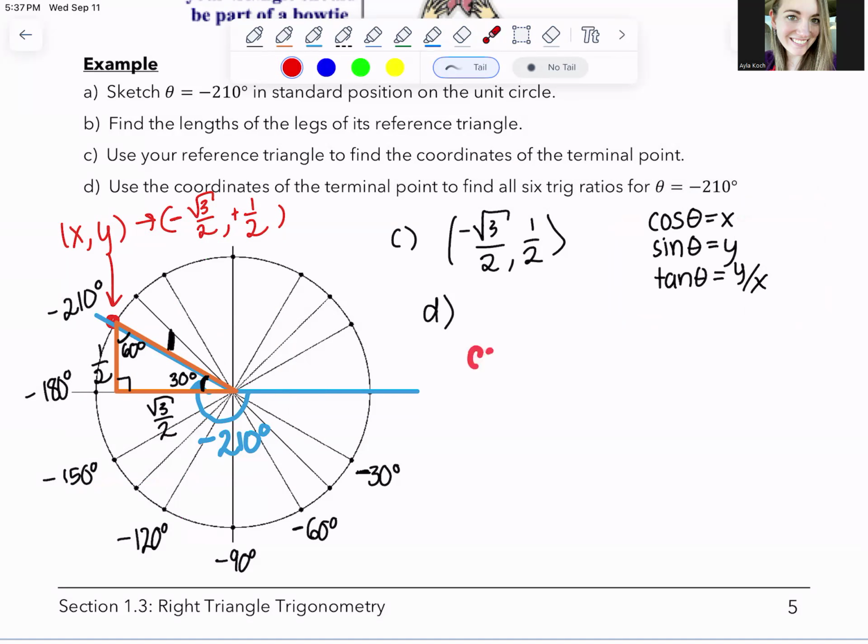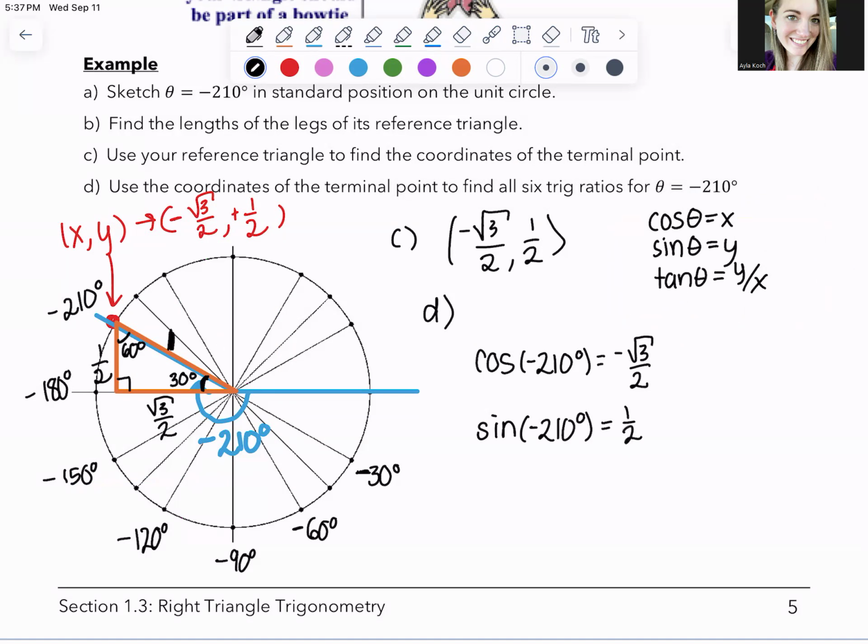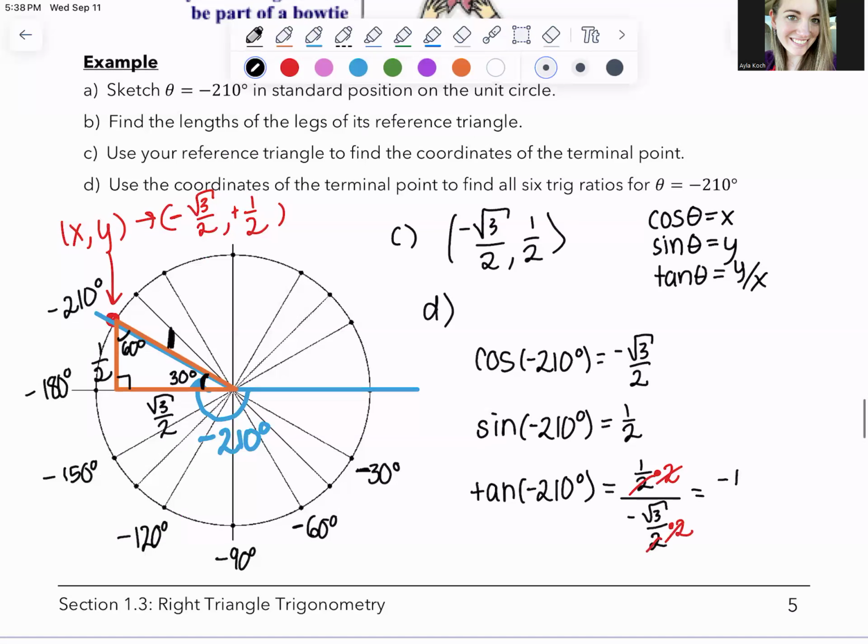So we'll start with cosine of negative 210 degrees. The x value is negative square root 3 over 2. Sine of negative 210 degrees is the y value, 1/2. And tangent of negative 210 degrees is the y value, 1/2, divided by the x value, negative square root 3 over 2. I'm going to simplify, multiplying the numerator and the denominator by 2. And I get negative 1 over square root 3. I mean, you could leave the negative in the denominator if you wanted, and you could rationalize if you wanted. So that's negative 1 over square root 3.